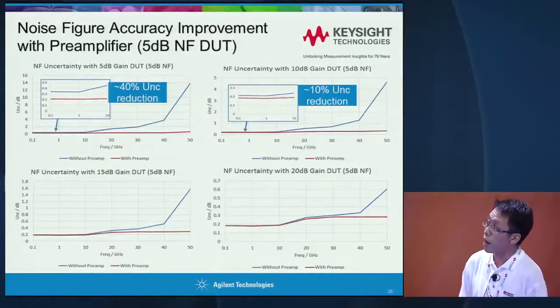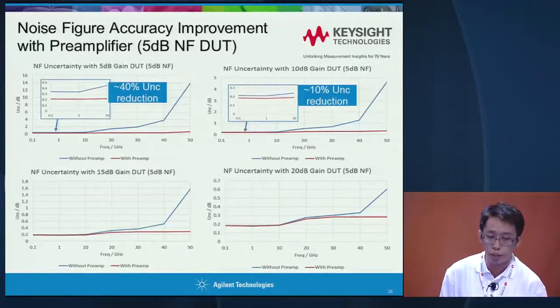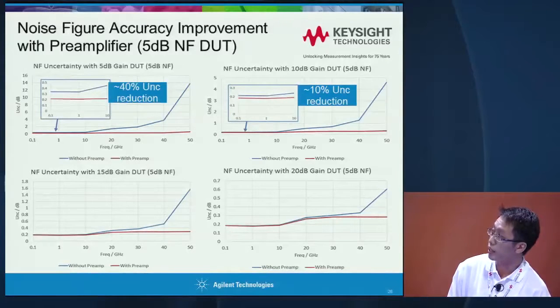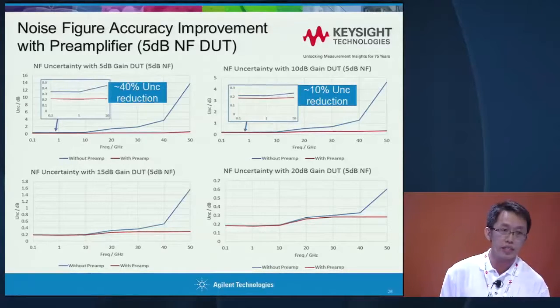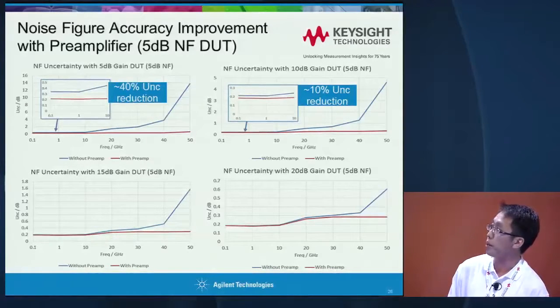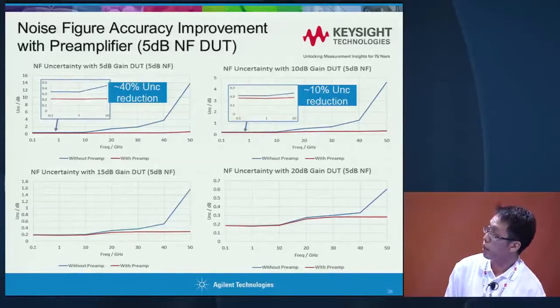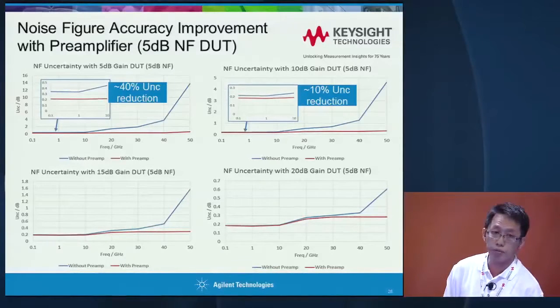This graph compares the performance of noise figure measurements when we are measuring with and without the USB preamp. The blue line over here is showing the uncertainty when you are measuring without the preamp. And the red line over here is showing your uncertainty when you are measuring with the preamp. The noise figure measurement uncertainty is always lower when you are measuring with the preamp. From the graph, we are able to know that the uncertainty improvement is significant when you are measuring with lower gain and higher frequencies.